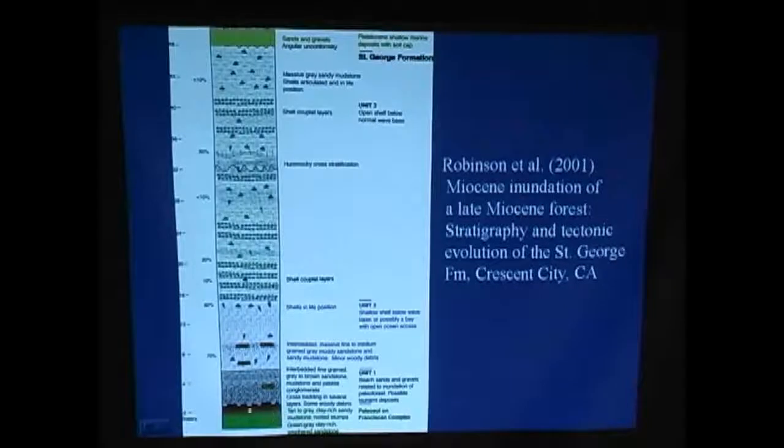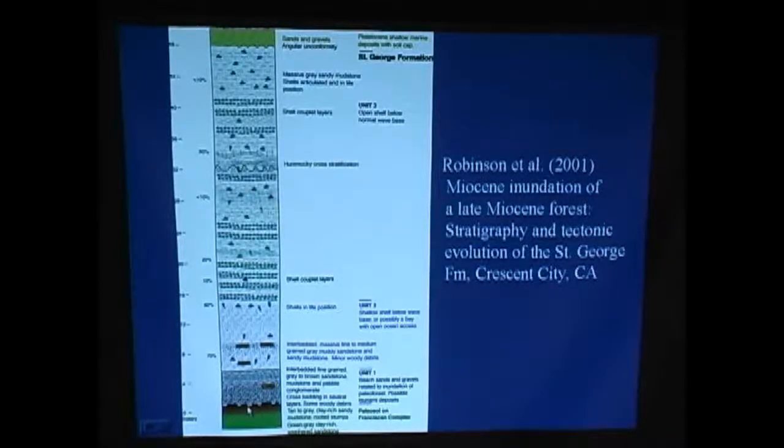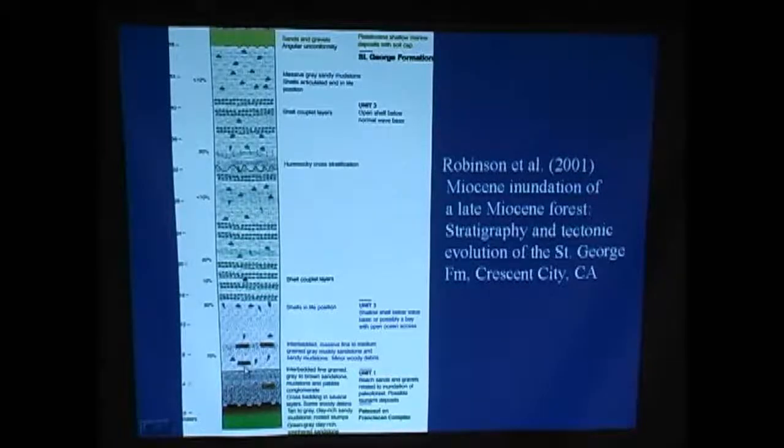So here's Dane's stratigraphic generalized column for the St. George. We have a soil developed on the Franciscan complex, and then we have high energy marine deposits grading upwards into muds with a lot of clams, both scattered and in storm shell accumulations. So basically fining upwards, then an unconformity, and then the Pleistocene terraces.